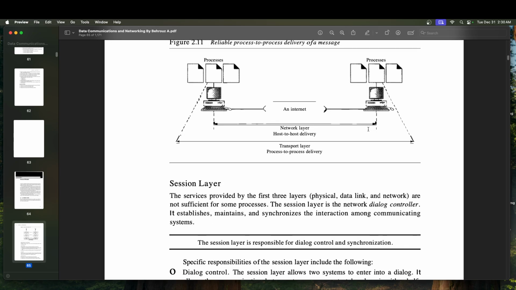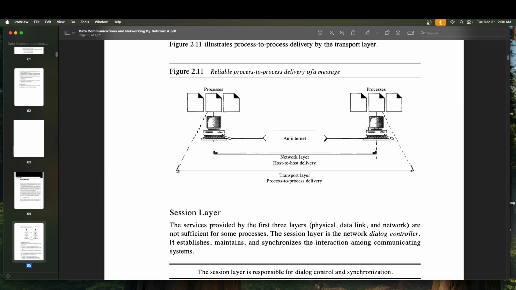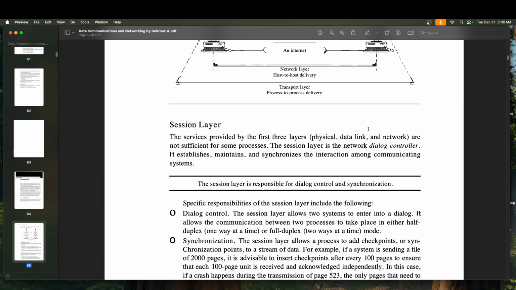Okay, now the session layer. If the services provided by the first three layers are not sufficient, then the session layer is the network dialog controller that establishes, maintains, and synchronizes the dialog. A session is generated.